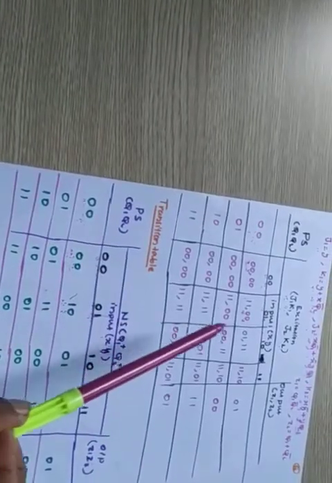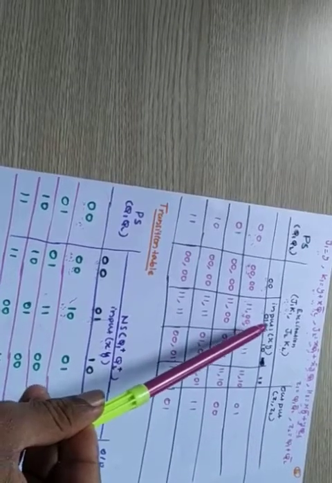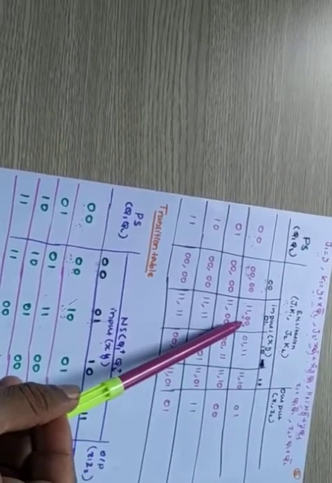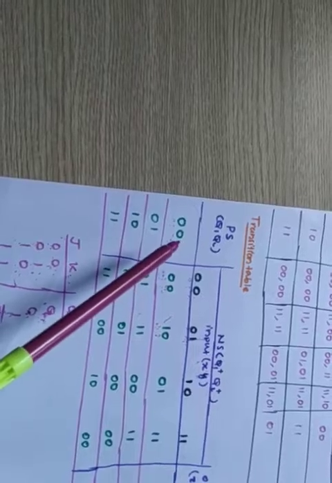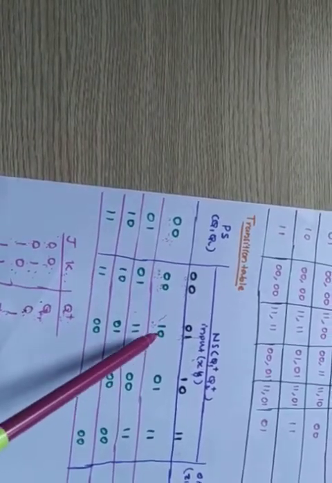Now what is Q2? Look at Q2. For Q2, you have to look at J2 K2. J2 K2 is 0, 0 here. For 0, 1 input, J2 K2 is 0, 0 here. So we have to look at 0, 0. For 0, 0, we know that it is the present state only. So what is the present state of Q2? 0. That 0 comes here. That is for 0, 1.